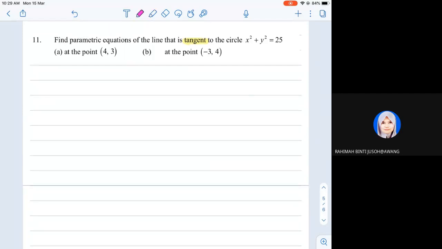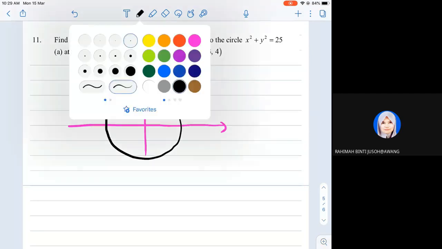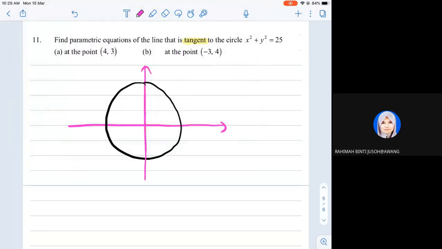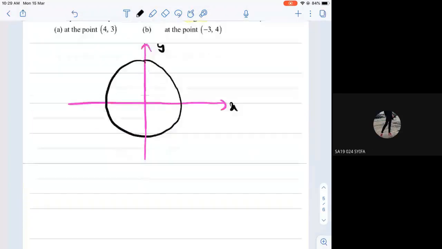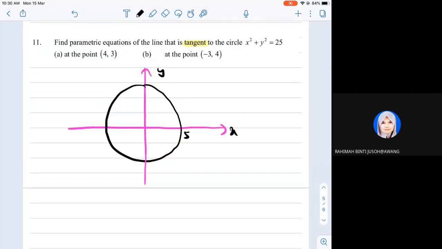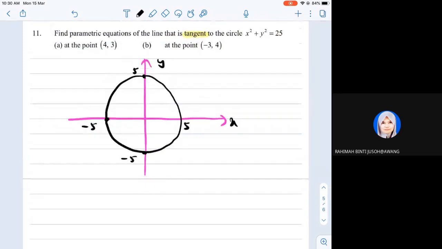Let's sketch it. I want you to understand, so I will plot the circle first. So we have a circle. What's the radius of this circle, guys? 5. Very good. So 5 here, negative 5 here, and negative 5 here.